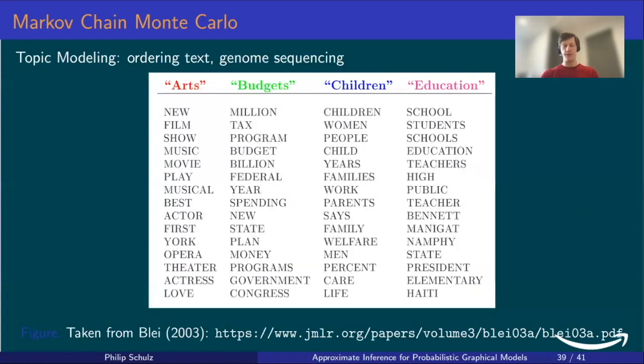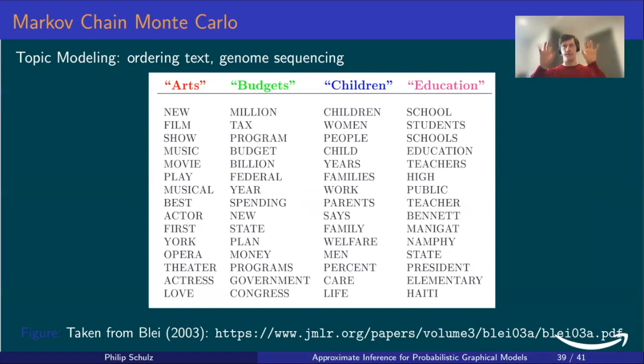Another very, very famous example where both variational inference and sampling methods have been used is topic modeling. So topic modeling is basically used for ordering text and also for genome sequencing, and basically any task where you have a lot of data but not a lot of structure, and you want to organize that data somehow so that at least you have some structure in your data, right? So if I'm giving you a random genome or a random library, your task is to somehow organize these thematically. And topic modeling achieves this as follows.